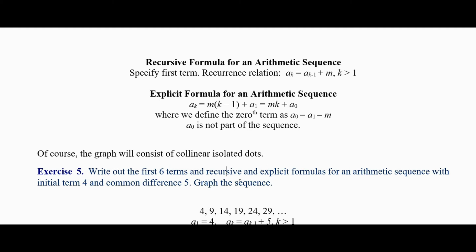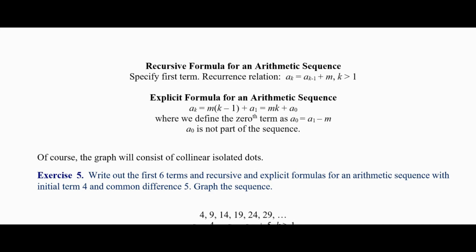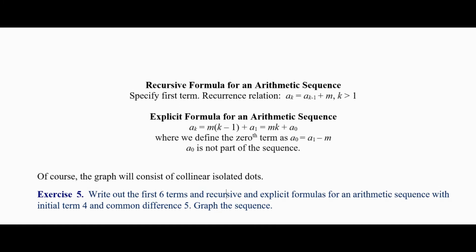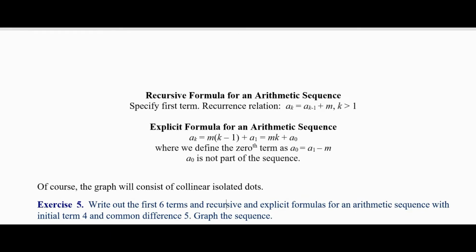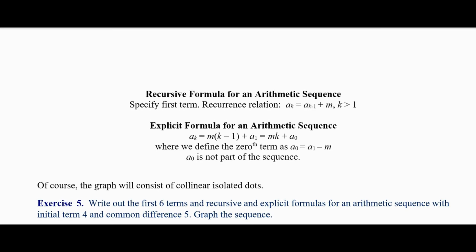So let's write out the first 6 terms and the recursive and explicit formulas for an arithmetic sequence with initial term 4 and common difference 5. So see if you can find the sequence yourself, both versions. Come back when you got it ready. Press pause now.